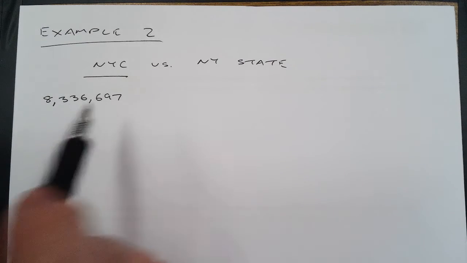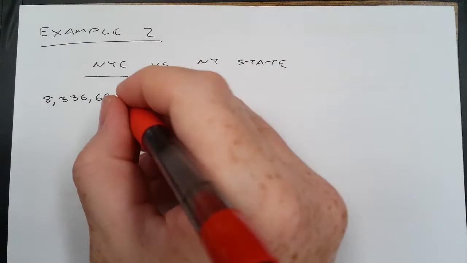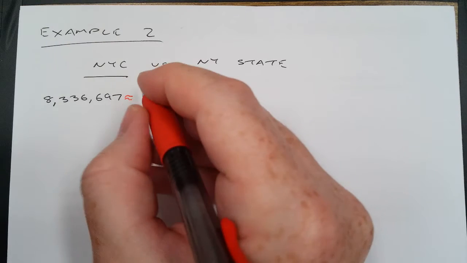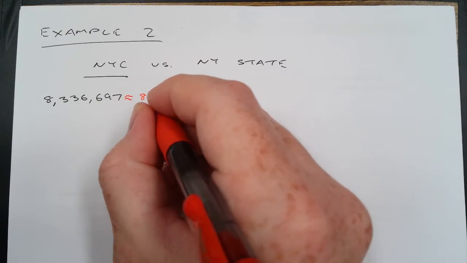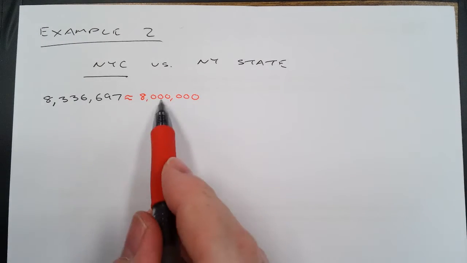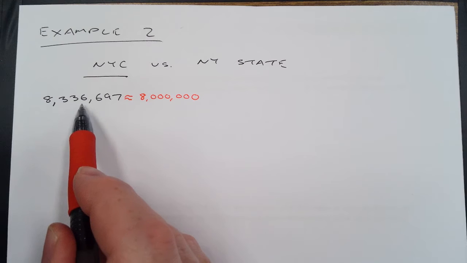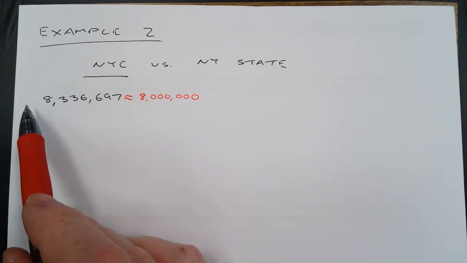What happens if I jump down to 8 million? So instead of jumping up almost 2 million to 10 million, I'm going to jump down to 8 million. This way I'm only jumping down 336,000. That's a smaller jump than jumping up to 10.